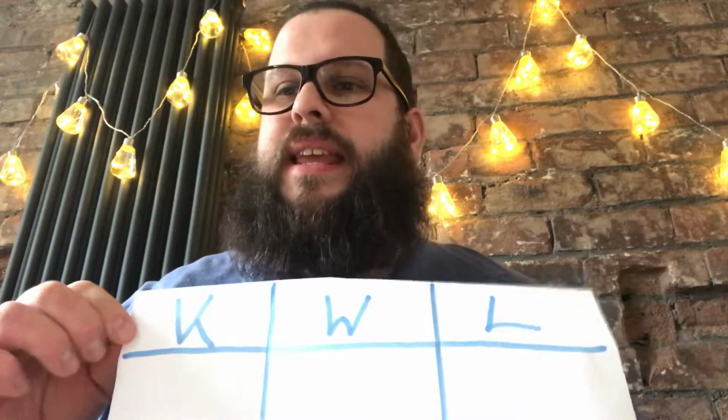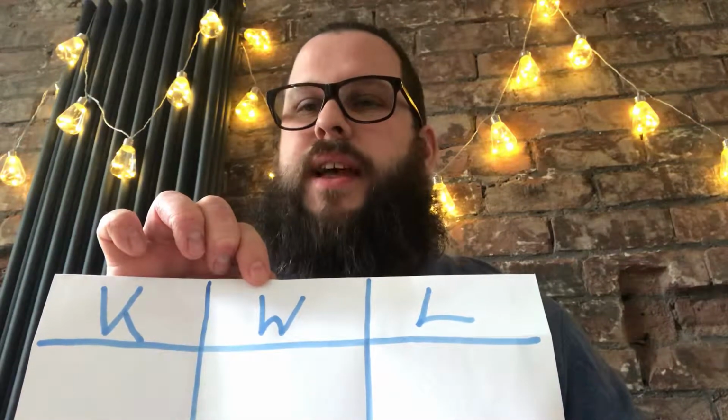So the K, what I know: we ask children to tell us what they know about a particular aspect of Christian living. Then what I want to know, what I want to find out. And that can be practical, it can be knowledge-based, it can be a part of the relationship that they want to go deeper into, and then the L.